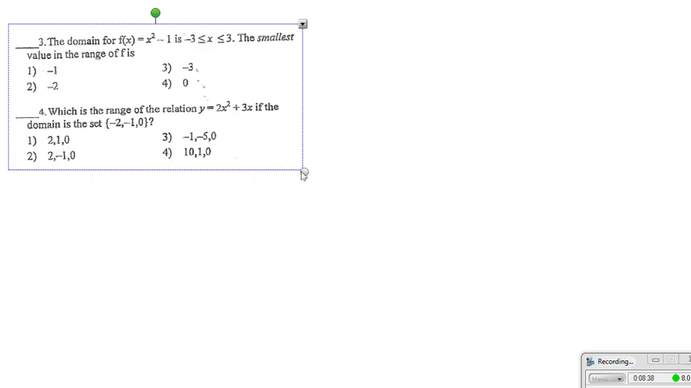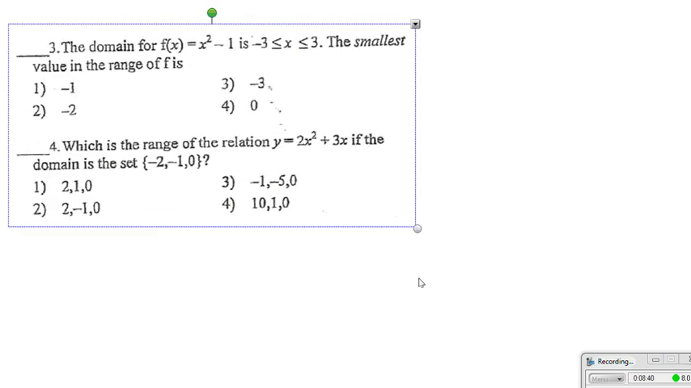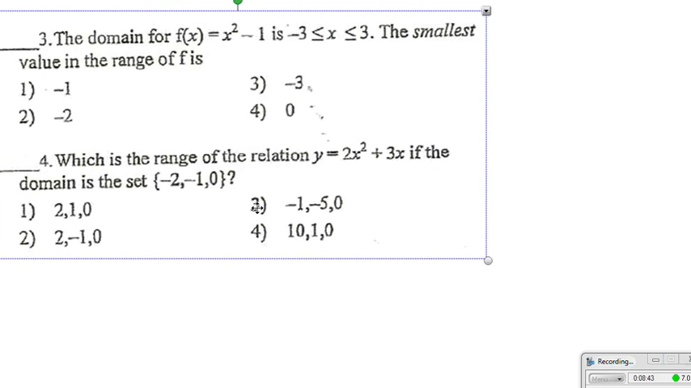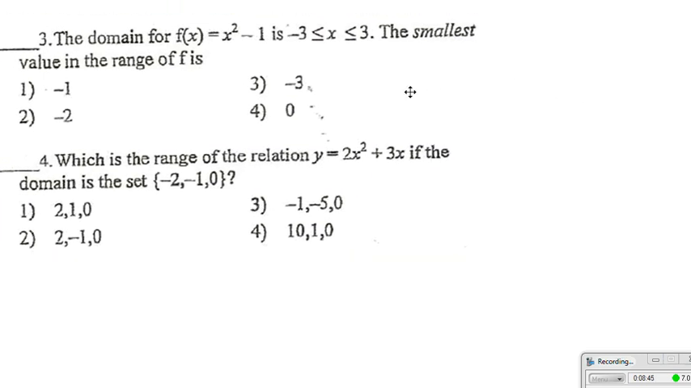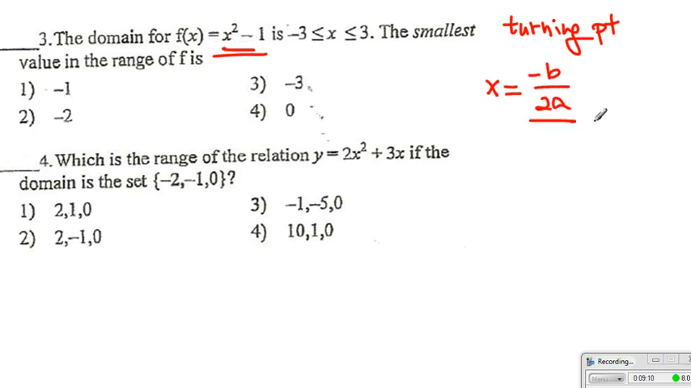Here, let's try to look into this one. Now, for this given domain, what's happening? Smallest value. In order for us to find the smallest value, especially on a quadratic function, we always have to look for the turning point, or so-called vertex. How do you find the turning point? The x value for that will be negative b over 2a. See, that's the turning point.